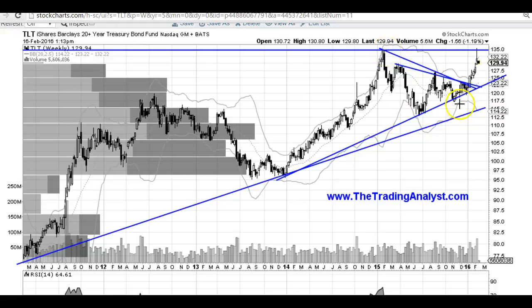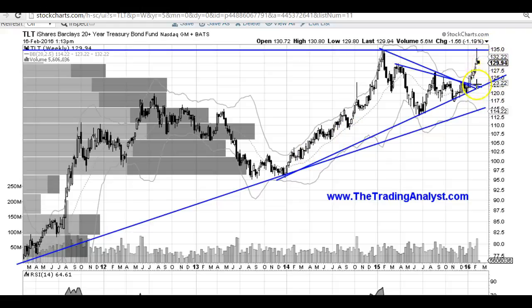Now I'm not saying that's what's going to happen with TLT, but the trend is up. TLT has been trending up for 6-7 years right now, and that is the trend, and you want to trade with that trend. So I believe that if we get another test of this uptrend line right here, that we will bounce and we will head higher.